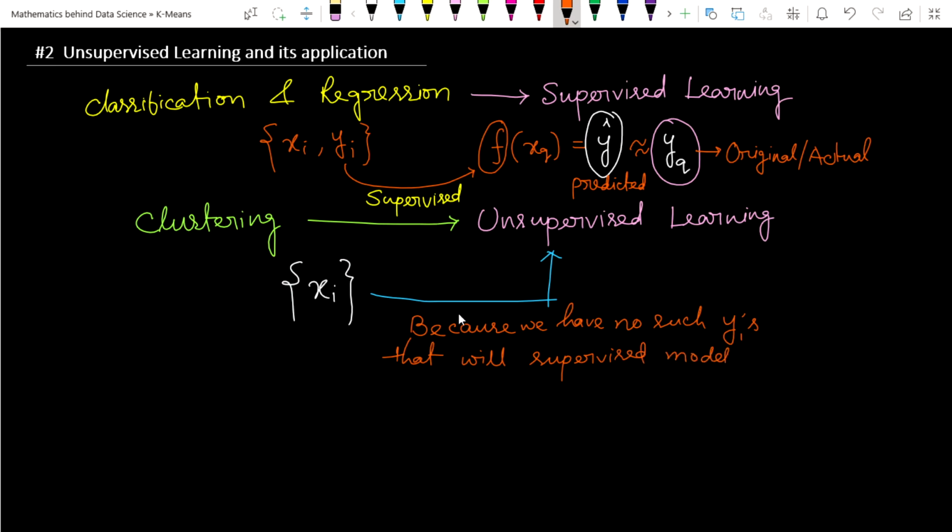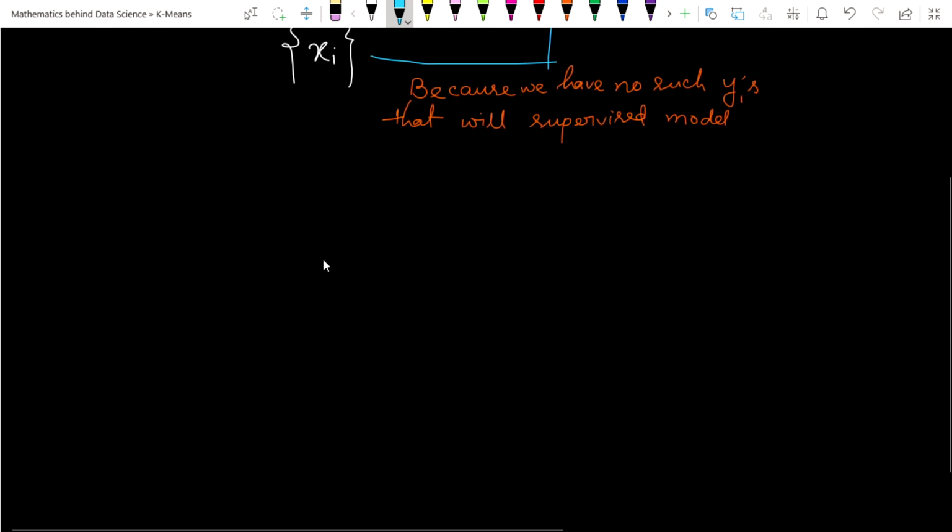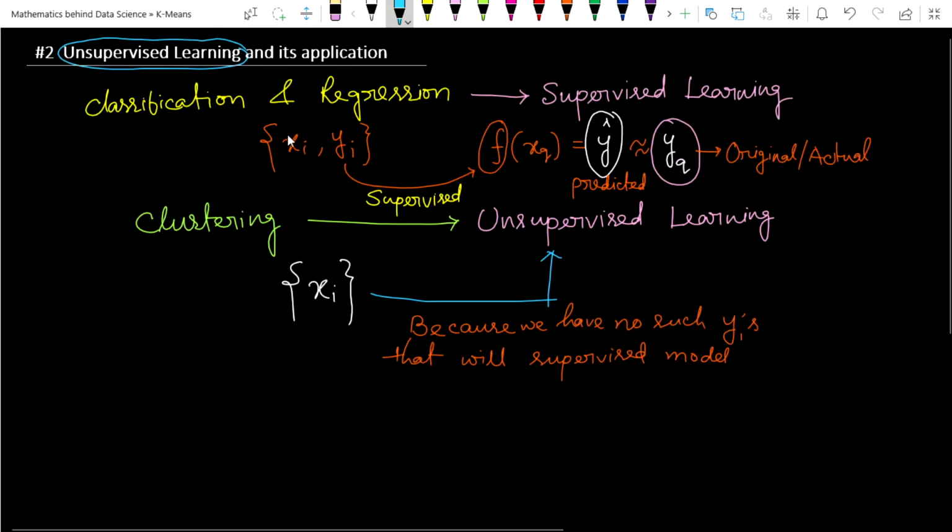Because of this reason, these models are called unsupervised learning models. The data set has no yi's, meaning no dependent variable corresponding to the independent variable. That is why it is called an unsupervised model. We will learn the details in this chapter.